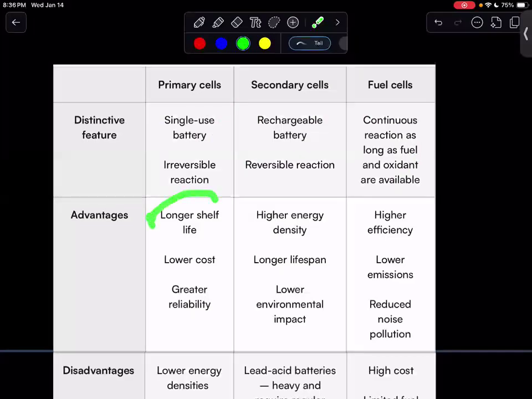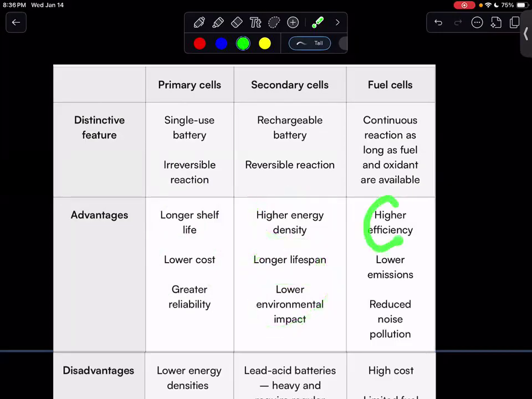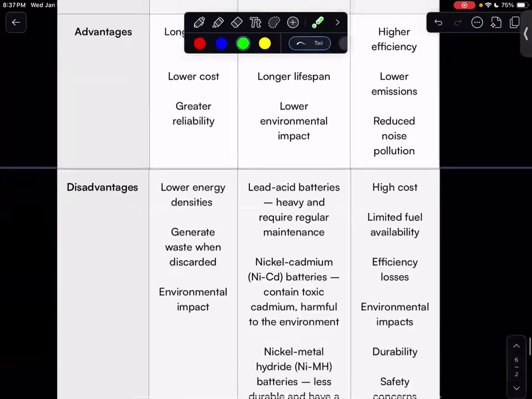Now, for primary cells, they have a long shelf life, they're very cheap to make, and they're very reliable. They'll always work when you need them. Secondary cells can produce you a lot of energy, they can last longer, and they have low environmental impact due to their reusability. But fuel cells have an incredibly high efficiency for how we get the energy out. They have very low emissions and they reduce noise pollution. So when we're using them as opposed to other places where we might use a hydrogen fuel cell versus some other form of energy, like an engine for a car, hydrogen fuel cells are going to be much quieter.